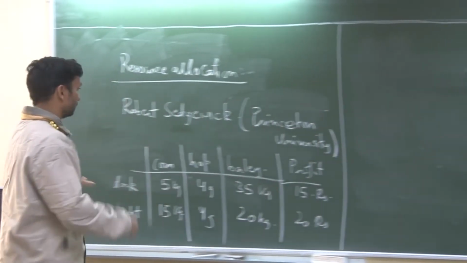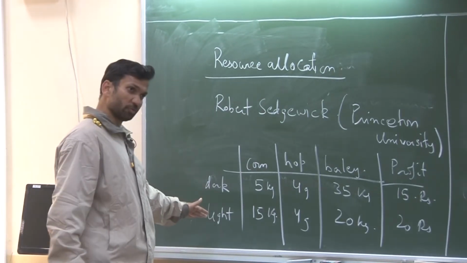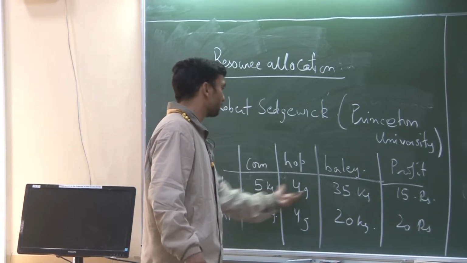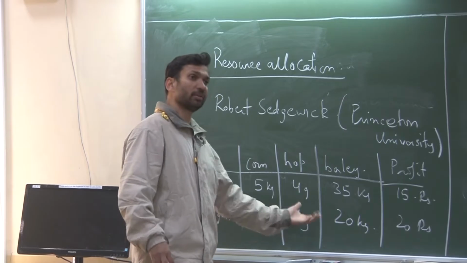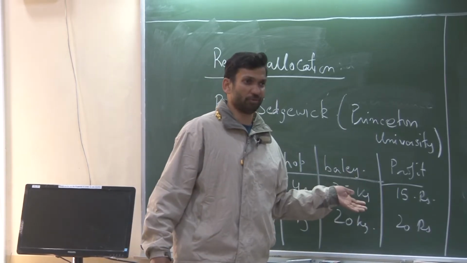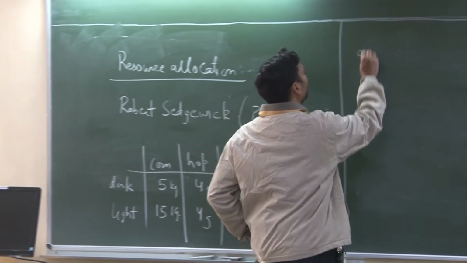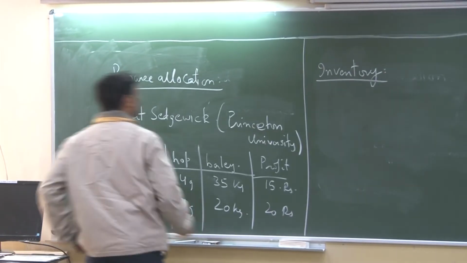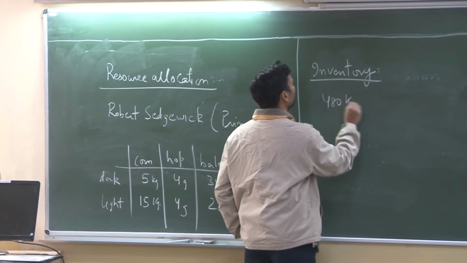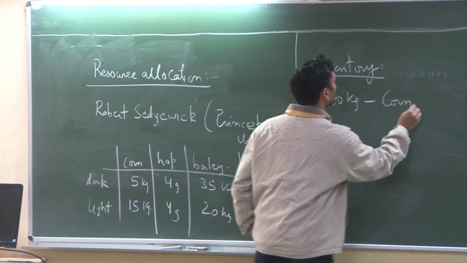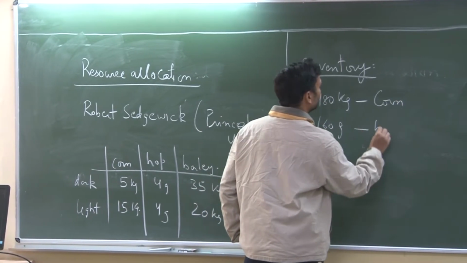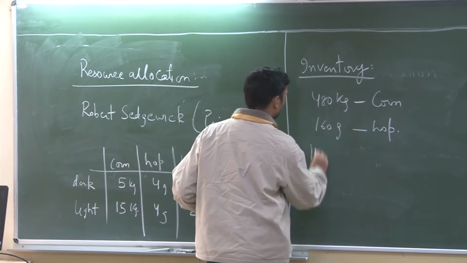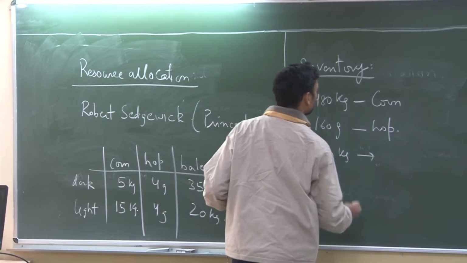So this is clear. We can make two kind of beers, dark or light. The dark beer requires corn, hop, barley in this much amount. Light beer requires them in a different amount, and the profit from these two are different. Also, we have our inventory. The inventory has 480 kgs of corn, 160 gram of hop and 90 kg of barley.